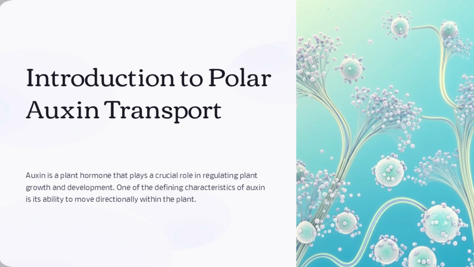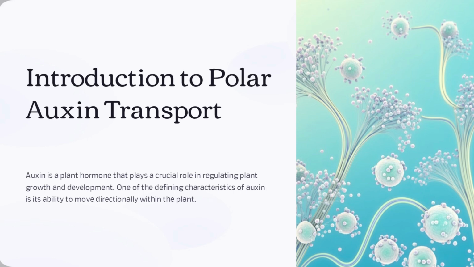Have you ever wondered how plants are able to grow and organize their growth in response to environmental cues? Well, one key mechanism that allows plants to do this is called polar auxin transport. Polar auxin transport is a process that involves the movement of a plant hormone called auxin in a specific direction within the plant. This process plays a crucial role in many aspects of plant growth and development, including the formation of roots, shoots, and leaves.